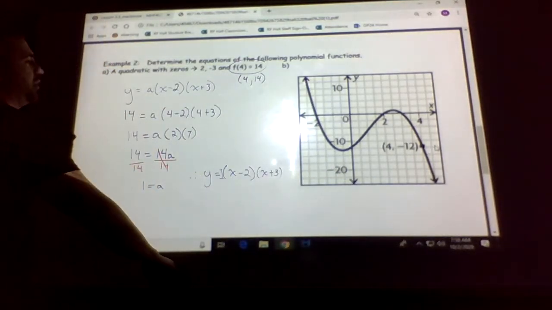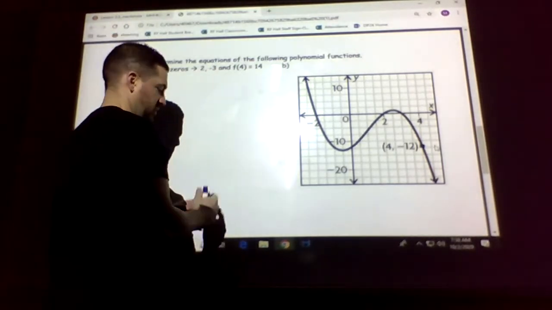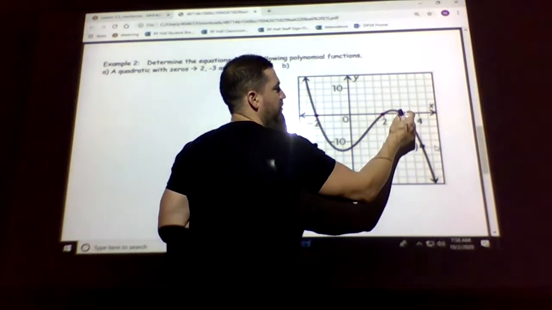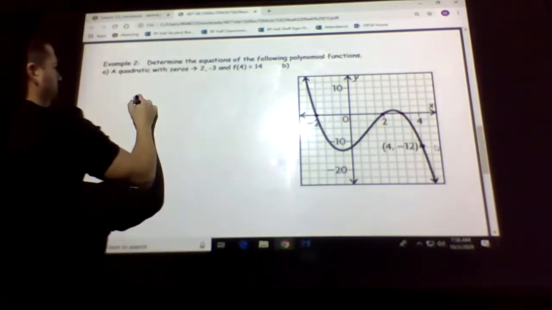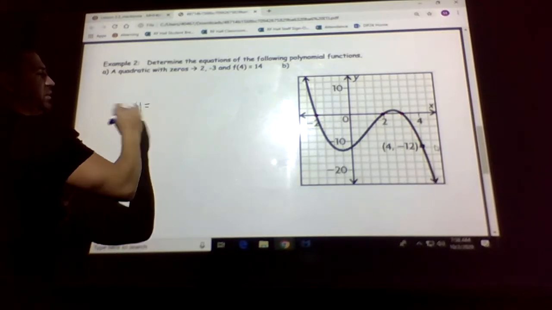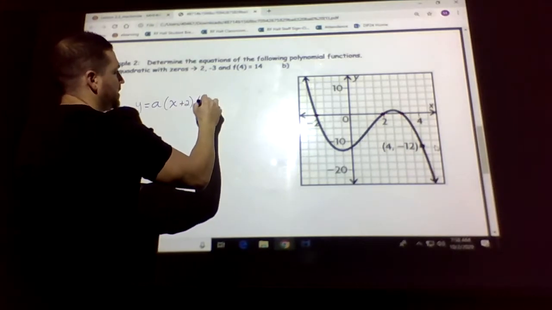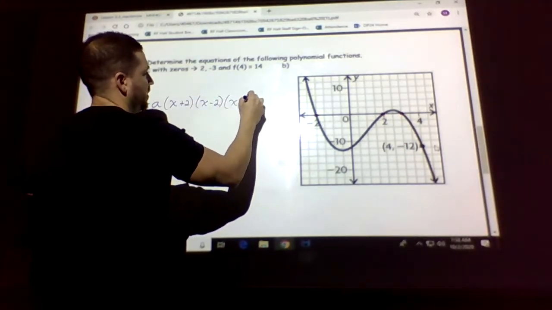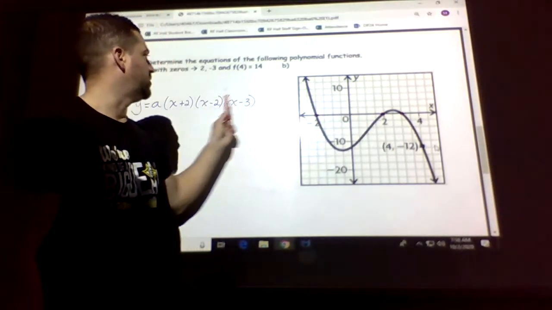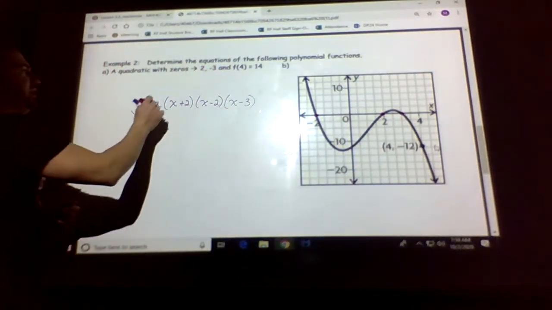Okay, and now our last one here, we're going to make an equation for our last one. So again, we're going to take the zeros. So we have -2, +2, and +3. So we'll assume that this is a cubic function. It could be a quintic, but we'll just do cubic. So y = a(x + 2)(x - 2)(x - 3). So -2 becomes +2, +2 becomes -2, and +3 becomes -3. Okay? Still have to find the a value.